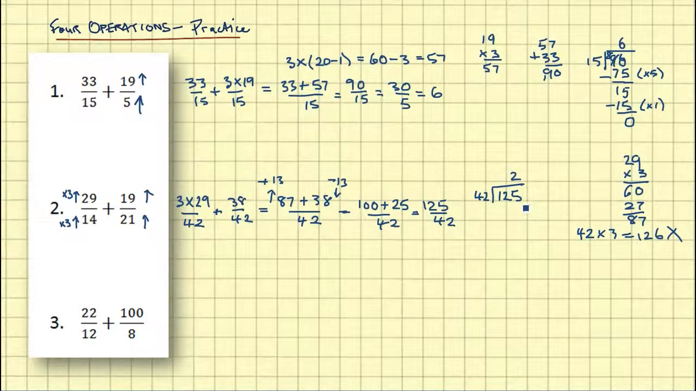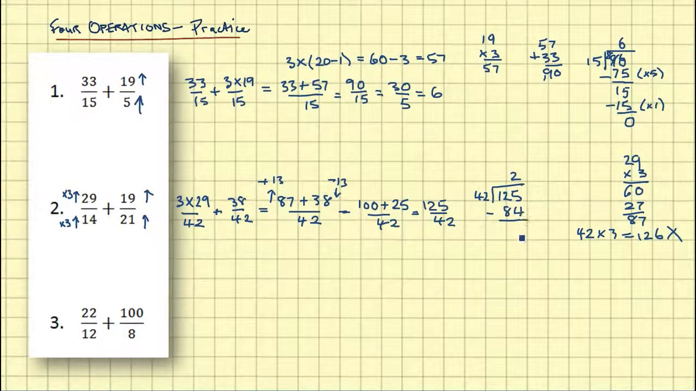So it's going to be 2 times 42 gives us 125. All right, so let's multiply that out. 2 times 42 is 84. Now we've got a subtraction. Subtract 84 from 125.